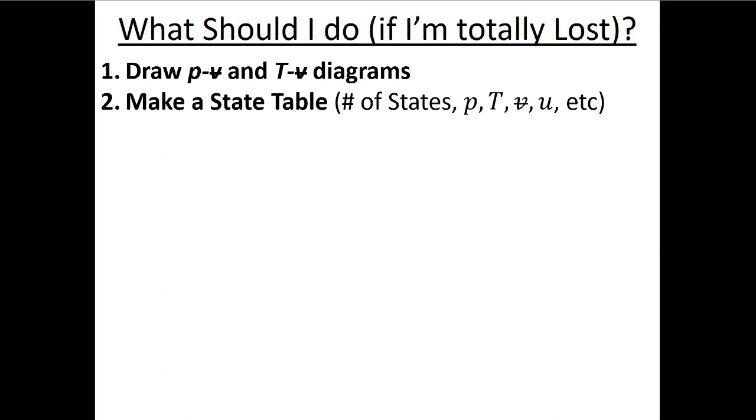I think it's always nice to draw a state table because it helps us account for the information. It's kind of a one-stop shop for where all your information is, but it's also a nice way to see where you might be able to fix a state. So if you have a state table and on a particular row you have two independent intensive properties, then you'll know that you have a shot at fixing that state if you can figure out where to look up the information.